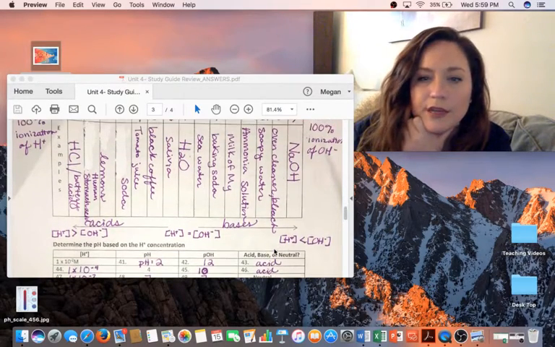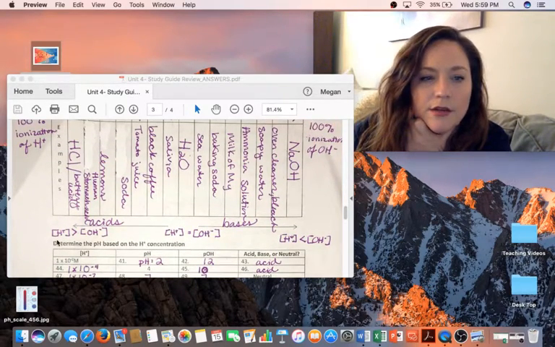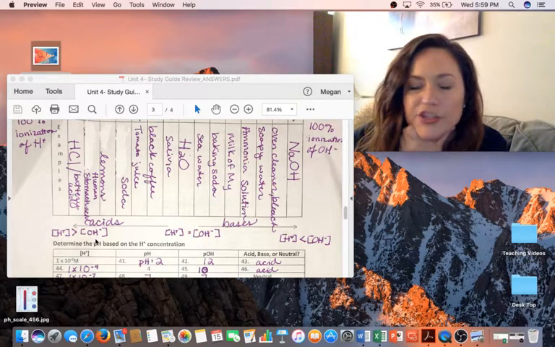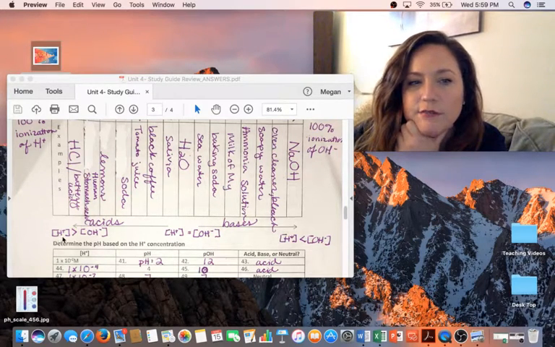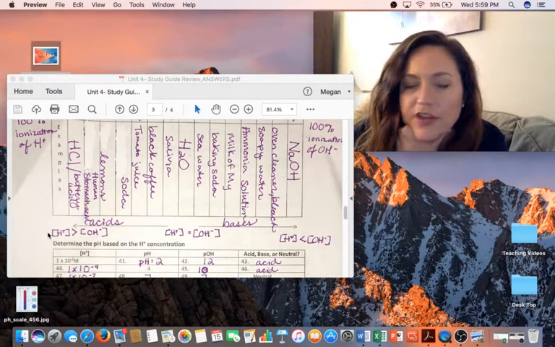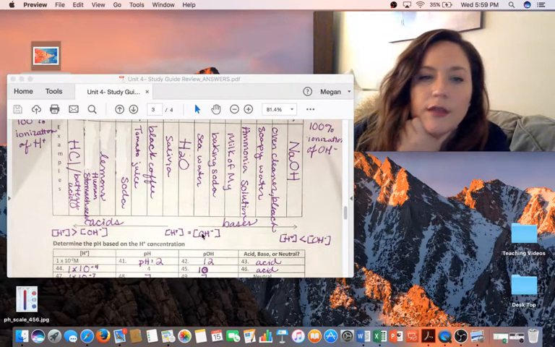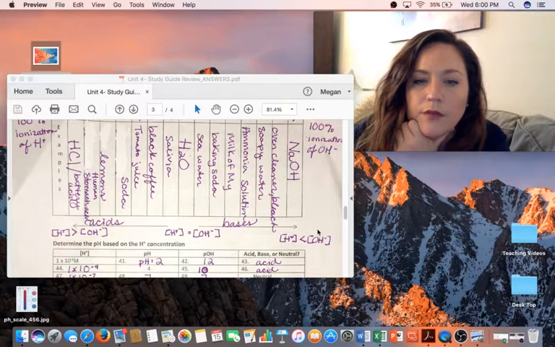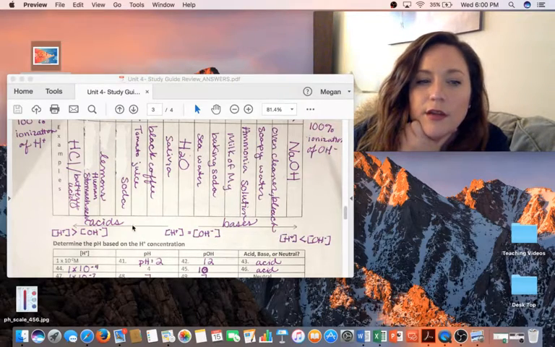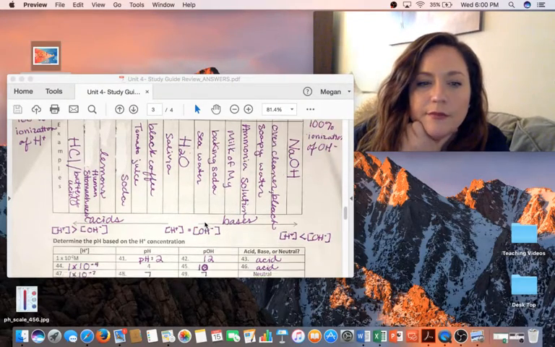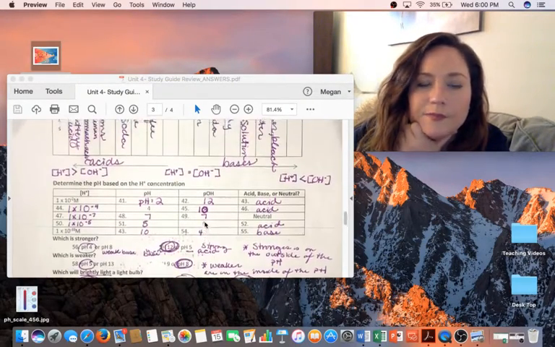Something I did in my classes was add concentrations to our pH scales. Acids have a higher concentration of hydrogen and lower concentration of OH. In the middle, they're equal. On the base side, it's a high concentration of hydroxide and low concentration of hydrogen, and I'm just labeling the acid and base sides.